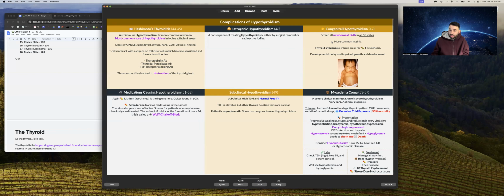I had no idea. Oh, every vital sign. We'll take that. All right, upper right. What is this called? I don't know what this is called. Congenital hypothyroidism.